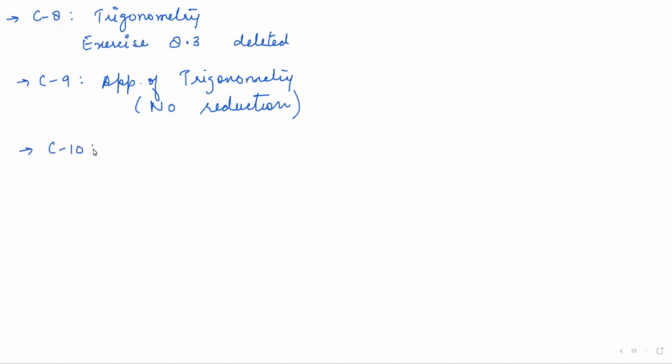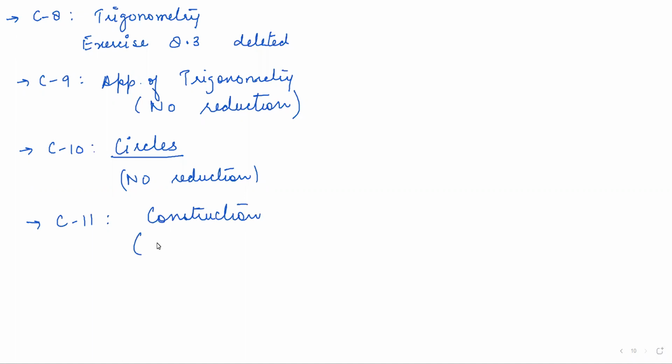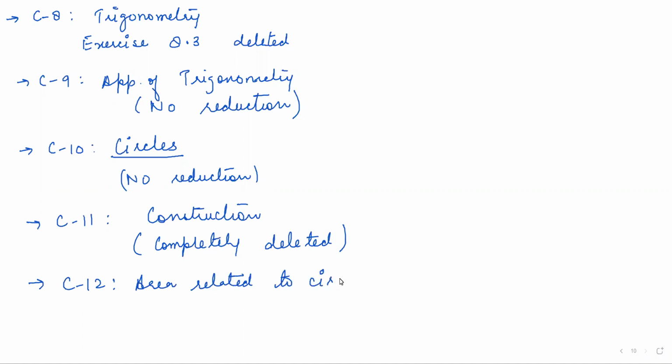Then chapter number 10, circles. Again, no reduction, full. Chapter 11, construction, completely deleted. Now, next is your chapter 12, that is area related to circle. Here again, no reduction. There is no reduction in circles. You have to do everything.